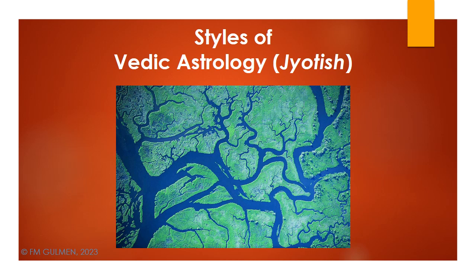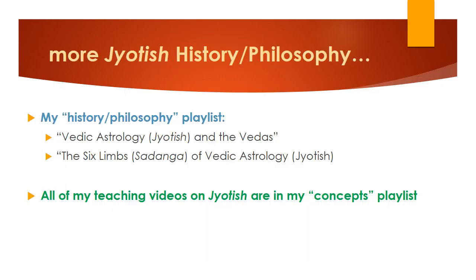Today I was going to go through different styles or traditions of Vedic astrology, also known as Jyotish. If you're interested, this is in the category of history and philosophy videos that I do on the subject of Jyotish. If you're looking for more of this type of content, I would check my history philosophy playlist. There I have already Vedic astrology in the Vedas, and the 6 limbs are Sadanga Vedic astrology, so you can check those out.